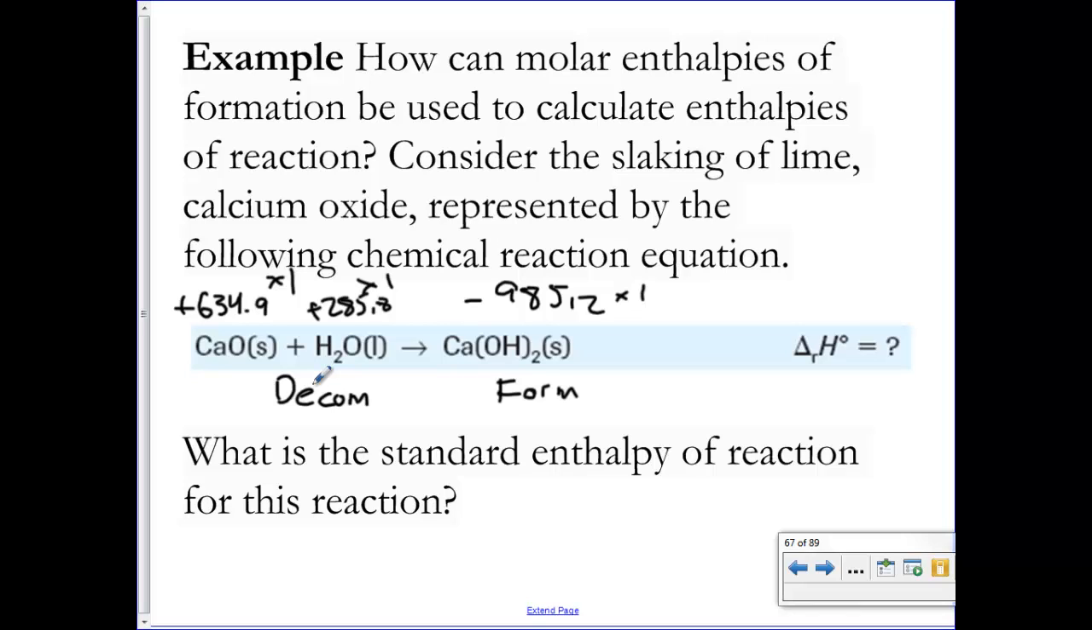So, 634.9 times 1, plus 285.8 times 1, minus 985.2 times 1. I got negative 64.5. And that's kilojoules? Kilojoules. Now, if I wanted it per mole, we could do it per mole, but you'd have to know which one. Sure. I mean, either way, it's dividing by 1, because they're all a 1, right? So either way, if it's per mole, it's divided by 1. Does that make sense?